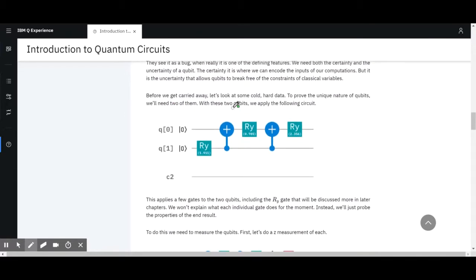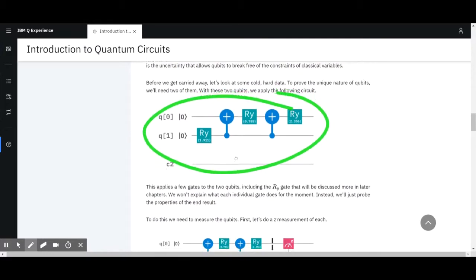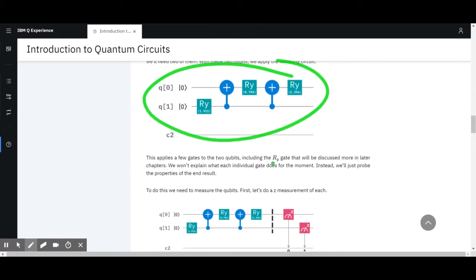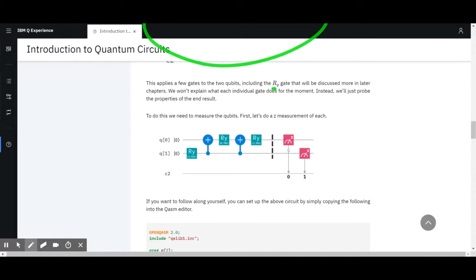Before we get carried away, let's look at some cold hard data. So this is a fancy circuit with a bunch of, I'm guessing, rotations from the y-axis, maybe, I don't know. So you're rotating things and then just doing control knots. So this will be discussed later. But what they want to prove is that if you measure that, so you do the measurement.